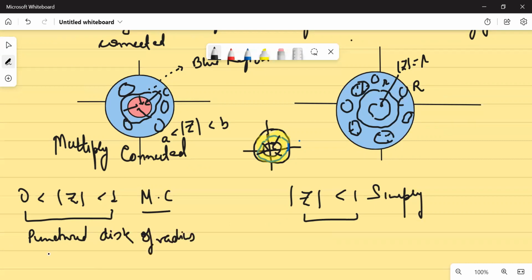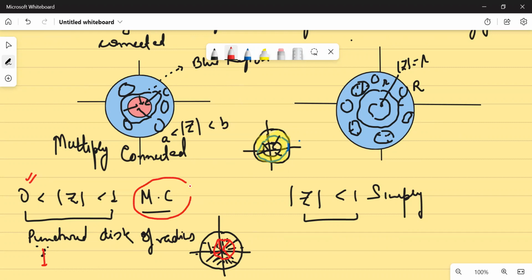By punctured disk, what do I mean? I mean that my origin is out of question. So my origin is out of question, and I'm making a circle. This is the region that I'm doing. If I take any closed curve in this fashion and try to shrink it, eventually I'll end up getting into the origin. And clearly you can see that the origin is not part of this region. So this is a multiply connected region.